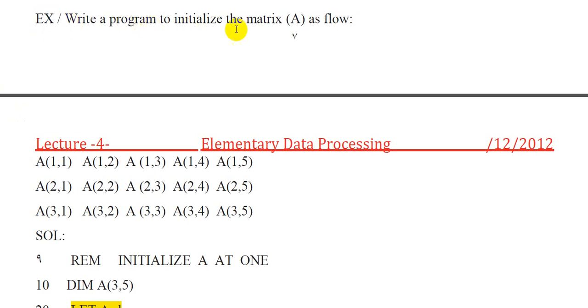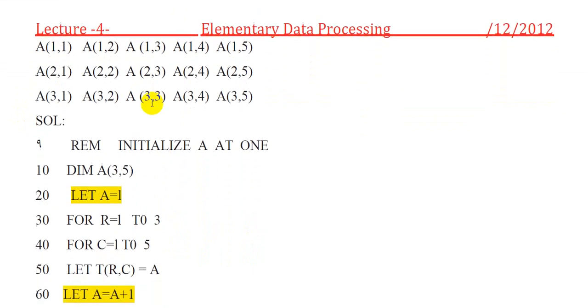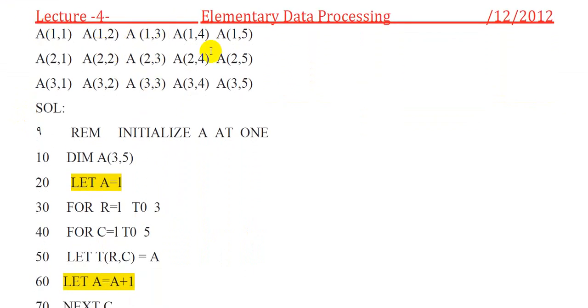Example, write a program here to initialize the matrix A as follows. As you can see, we're really indicated by the lecture for A11, A12, A13, A14, A15, A21, or the 4x4 matrix. As you can see, we're A21, A22, A23, A24, A25, A31, A32, A33, A34, A35.